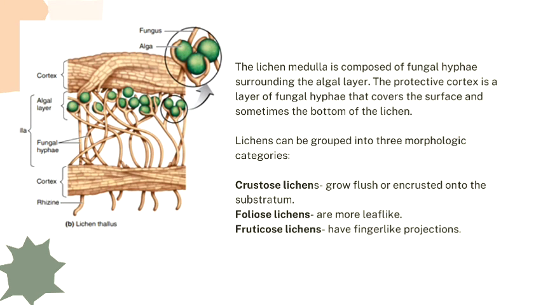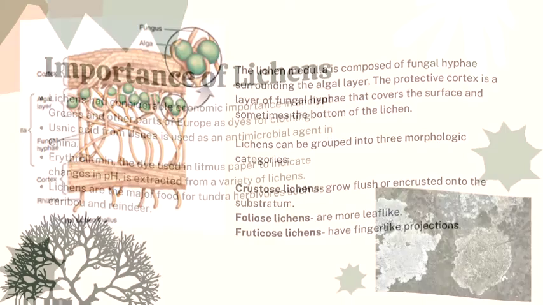The lichen's medulla is composed of fungal hyphae surrounding the algal layer. The protective cortex is a layer of fungal hyphae that covers the surface and sometimes the bottom of the lichen. Lichens can be grouped into 3 morphologic categories: crustose, foliose, and fruticose.